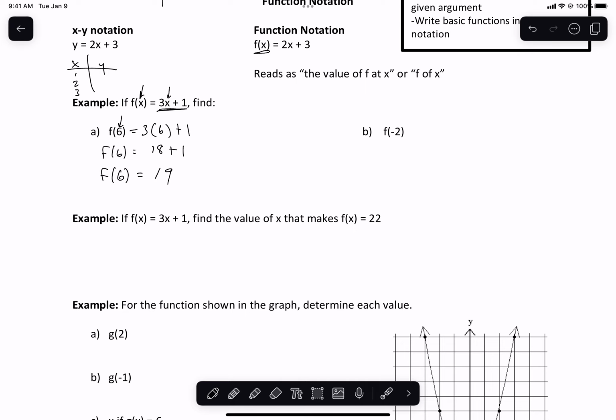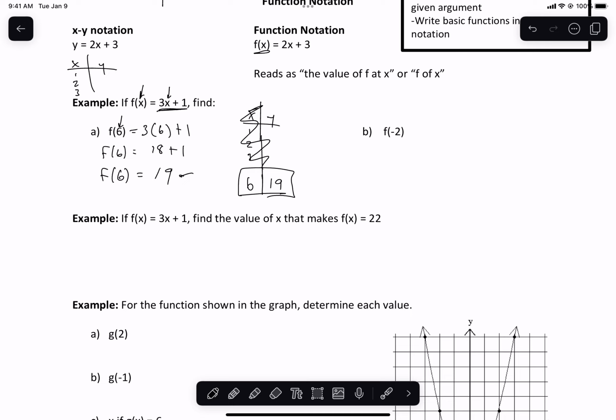Everybody see that? This is just a fancy way of saying, if I had an xy table, a table of values, and I went 1, 2, 3, 4, all the way down to 6, the y value that corresponds with x equals 6 is 19. So that's all that's saying. It's just a fancy way of writing it. I don't need all of this; I know what this means now. It's a nice short way to do this.